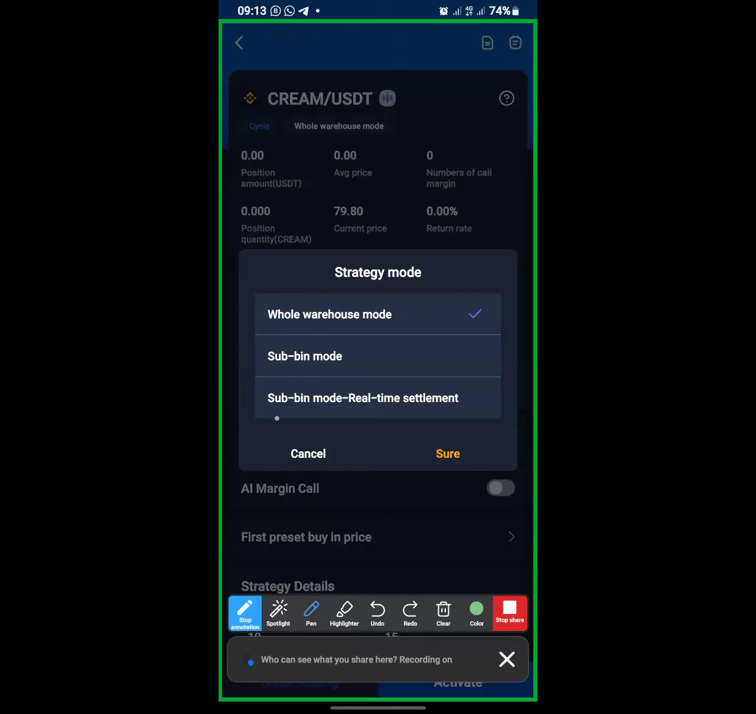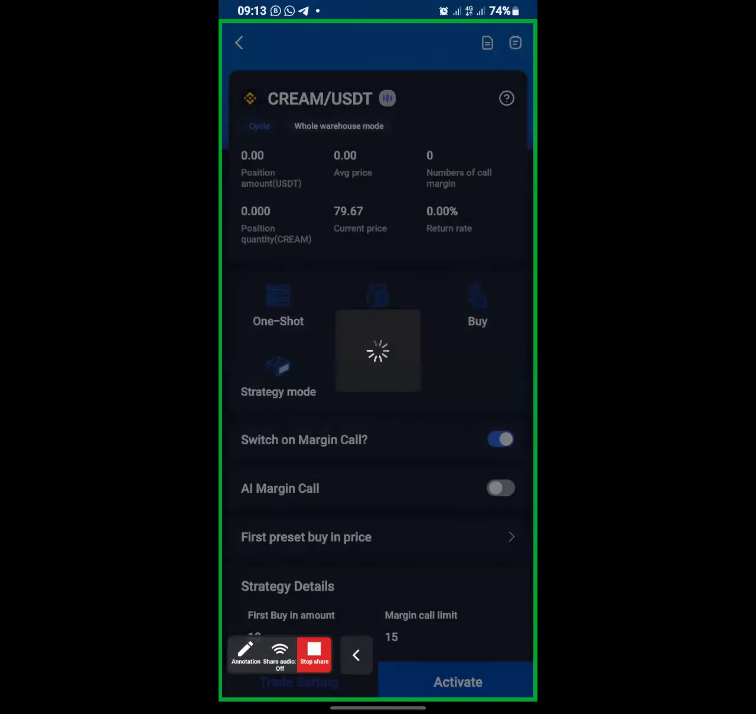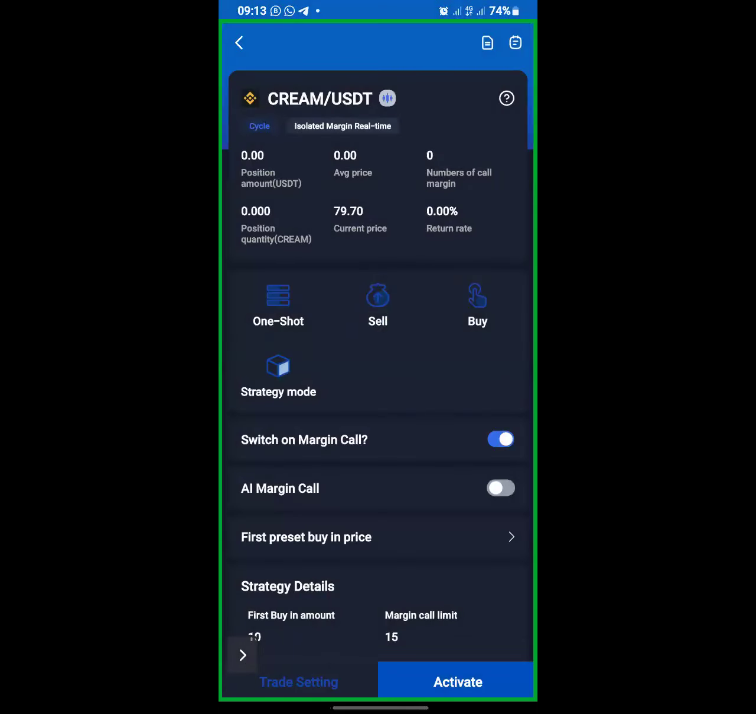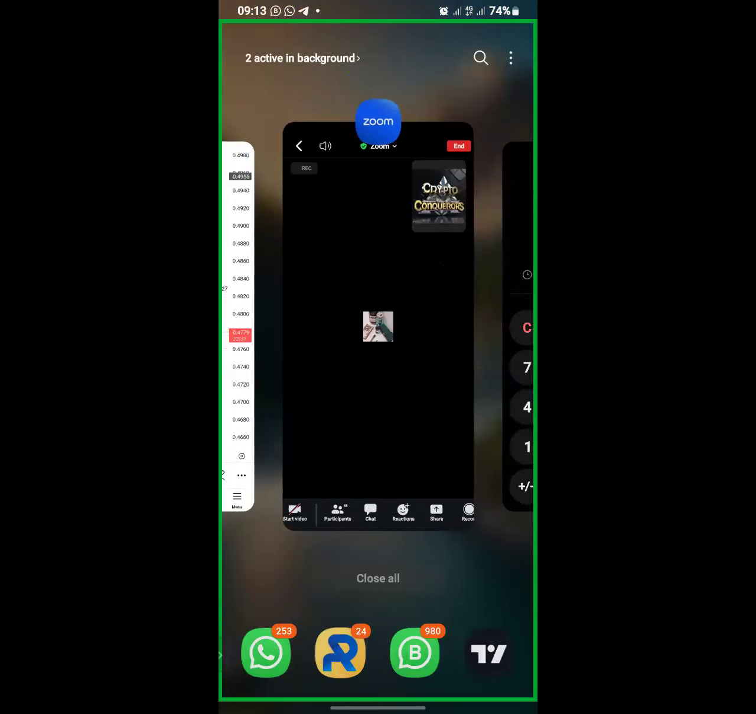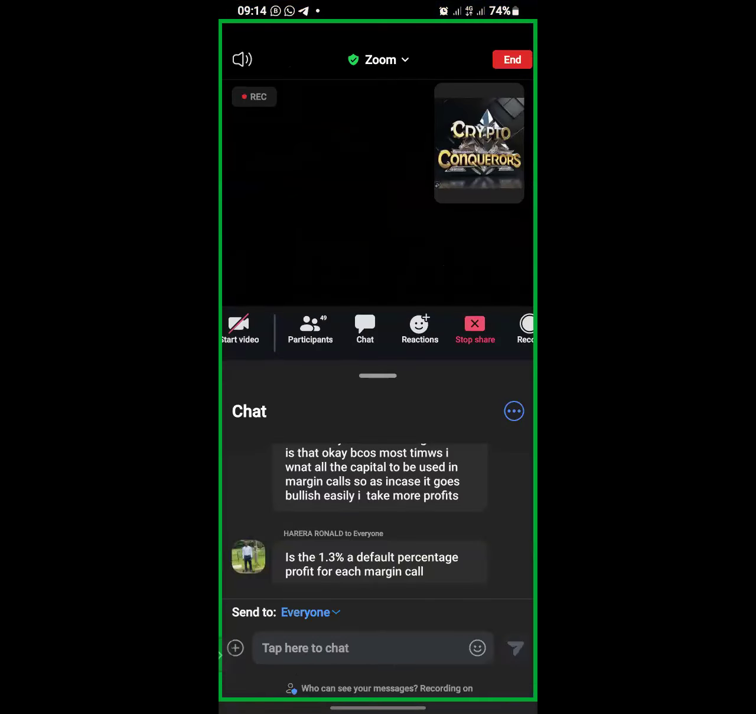So we choose sub-in mode real-time settlement. Whatever it sells, it provides me with the profits in my wallet. Then I choose sub-in mode real-time settlement. Then I click show. Then I activate. I create my bot. So it will start trading. Just like that.